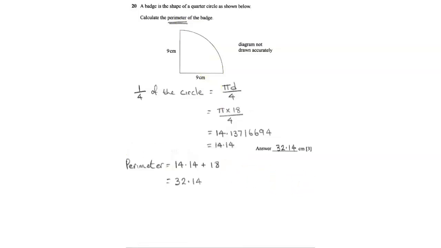So to get the perimeter, we add our two 9s together, 9 plus 9, which then becomes 18, and we add the curved length of this, which is 14.14. In total, you should get 32.14 centimetres as the perimeter.